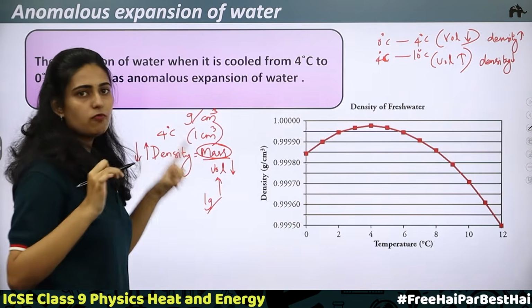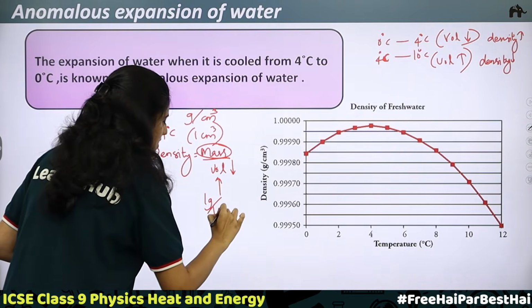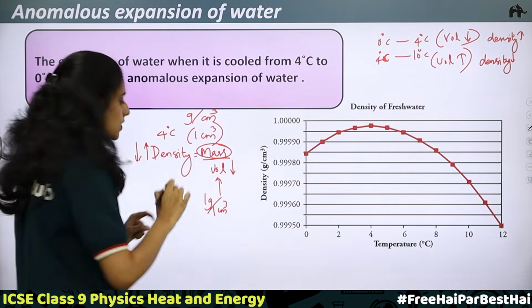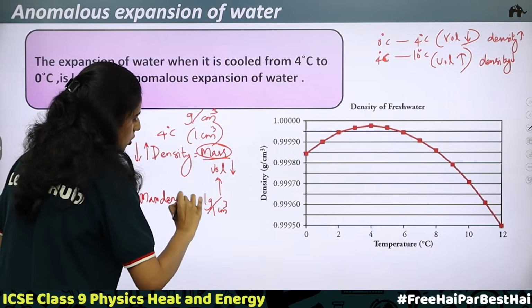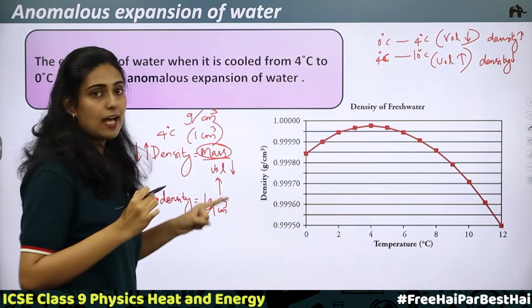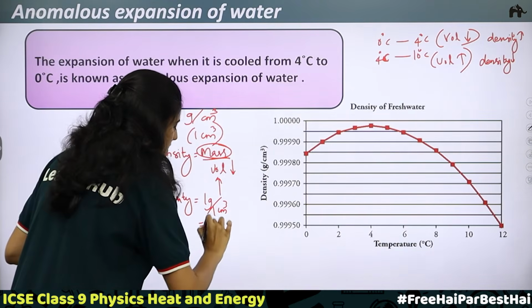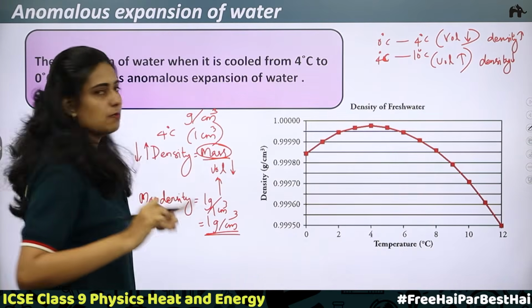What is the minimum volume? Minimum volume is 1 centimeter cube. So, maximum density is at minimum volume, which means here the maximum density will be equal to 1 gram by 1 centimeter cube, which is 1 gram per centimeter cube. Okay, so this is the maximum density.